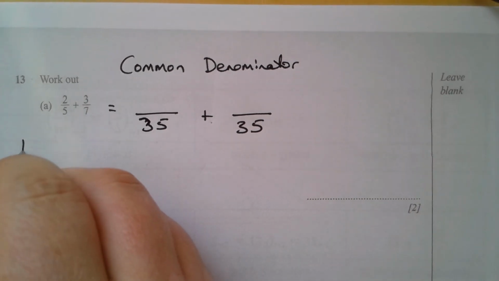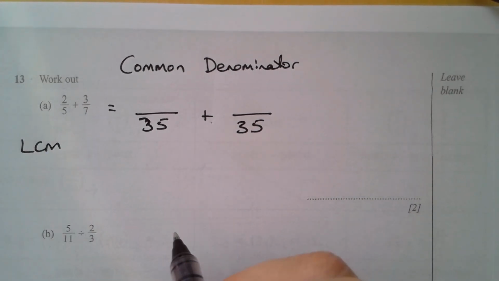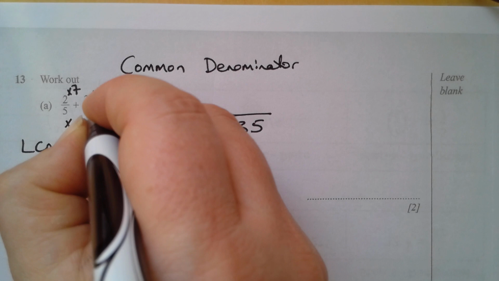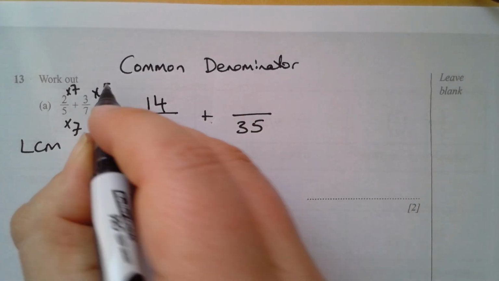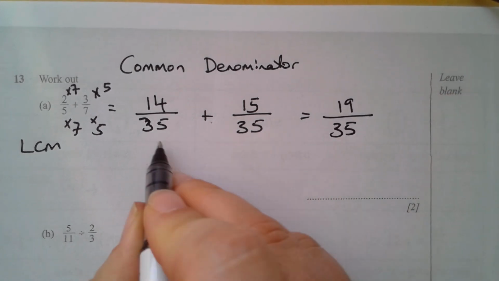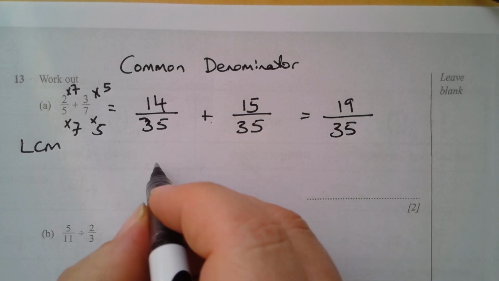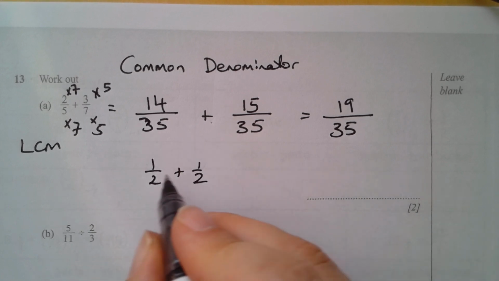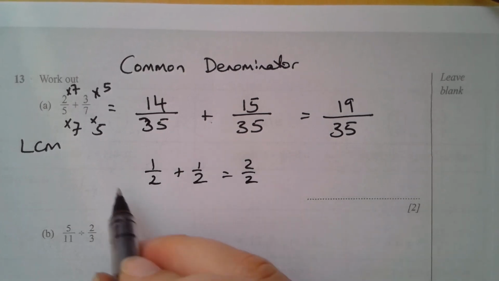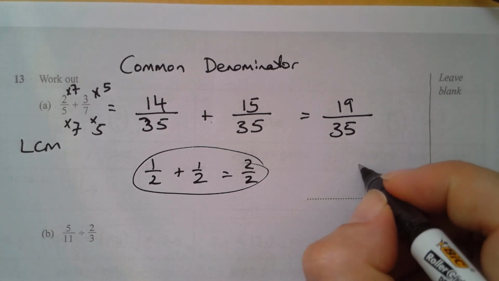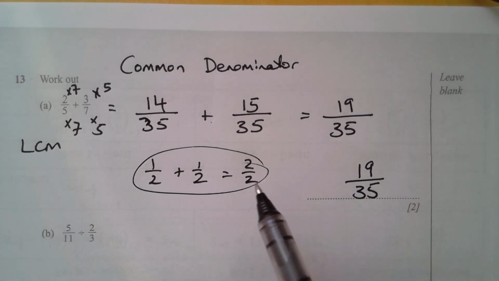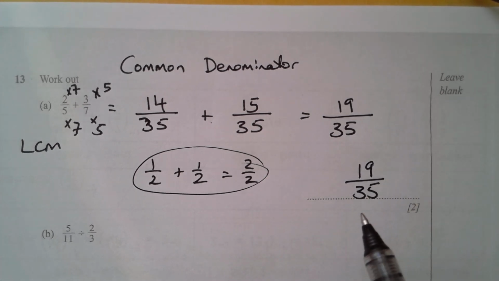Lowest common multiple of 5 and 7 is 35. Two multiplied by 7, 3 multiplied by 5. You do not add together the denominators. If you were adding a half plus a half, you would not get a quarter or even 2 quarters, you would get a whole. Okay, so think about it like this if you need to. If you can't remember whether you add the denominators or not, think about a simpler example to work with.